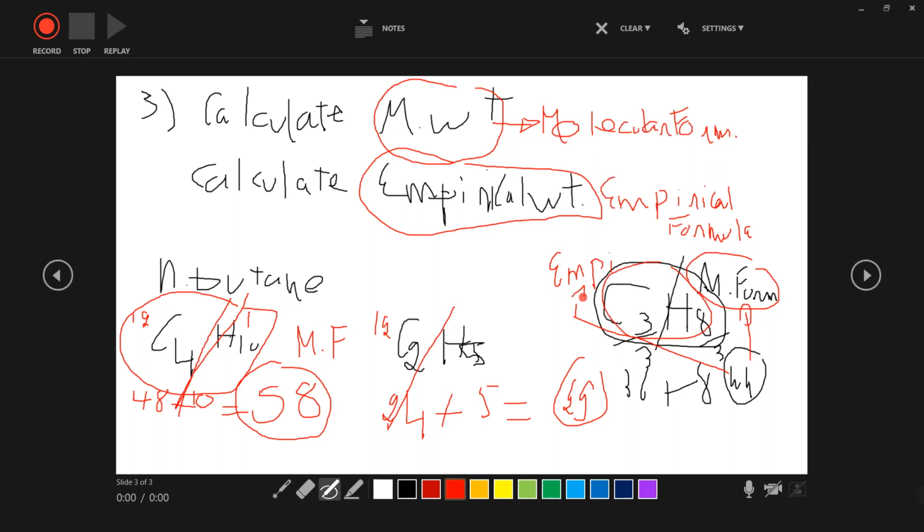This question is very important, so please try to understand it very well. Like this, we finished our third point: how to calculate the molecular weight from the molecular formula, and how to calculate the empirical weight from the empirical formula.